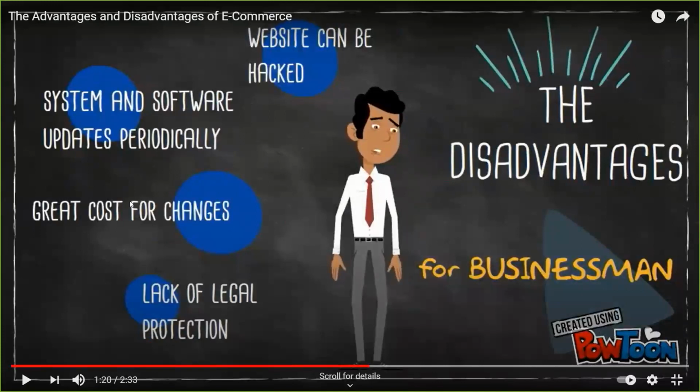Here they are giving some disadvantages from the organization point of view. Mainly they say the website can be hacked. That means unauthorized people are always trying to access your system, right? If they succeed, you will suffer a loss. A website can be hacked, especially if they guess the passwords and usernames. In that way, they can access your websites, or through specific viruses or software, they will be able to access your system.